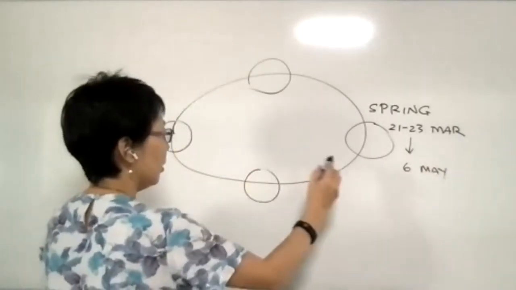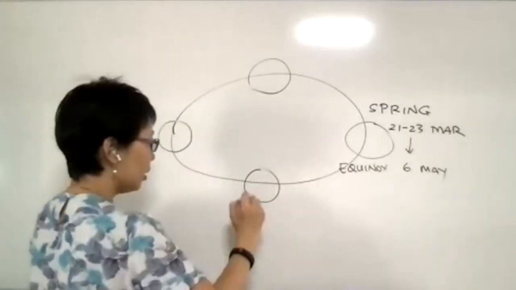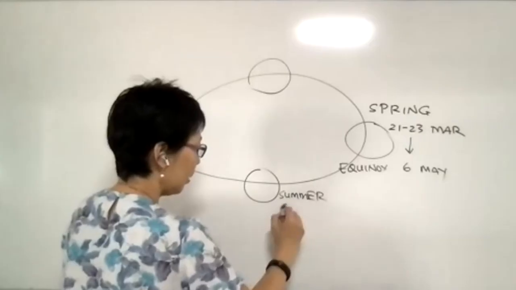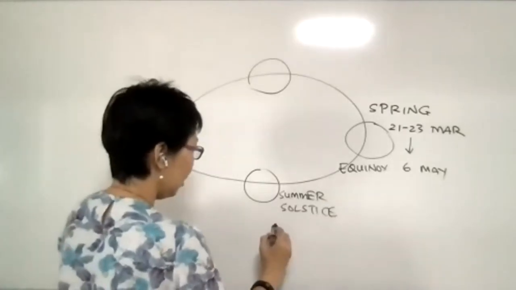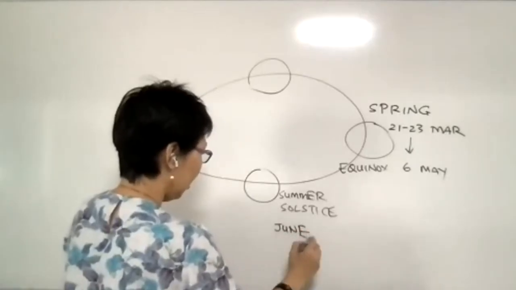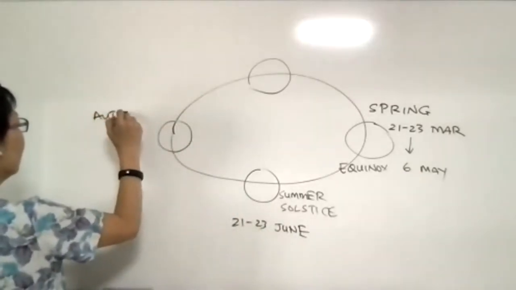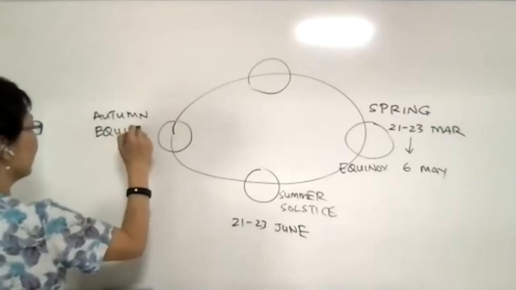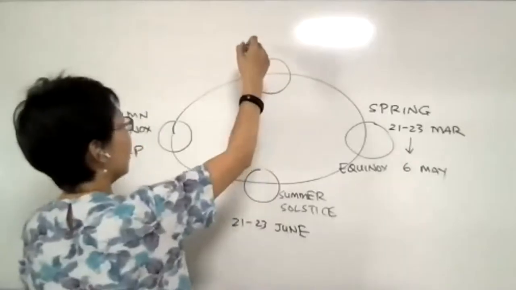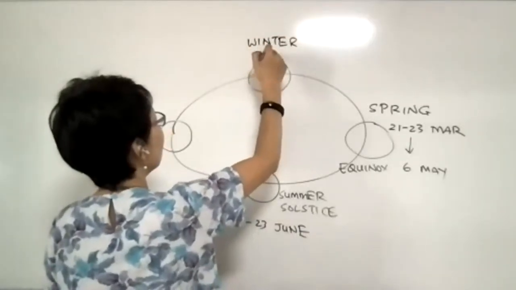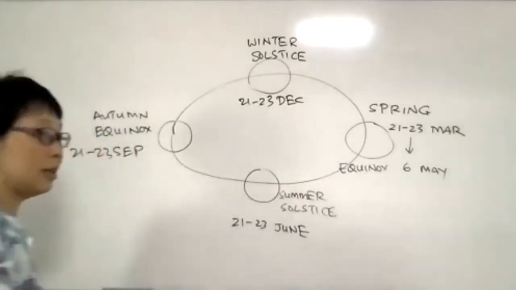Then over here is the equinox, the spring equinox. After the spring equinox comes the summer solstice, which is in June, somewhere from the 21st to 23rd. Then after that is the autumn equinox, which will be in September, around the 23rd. And then comes the winter solstice, usually around the 22nd.